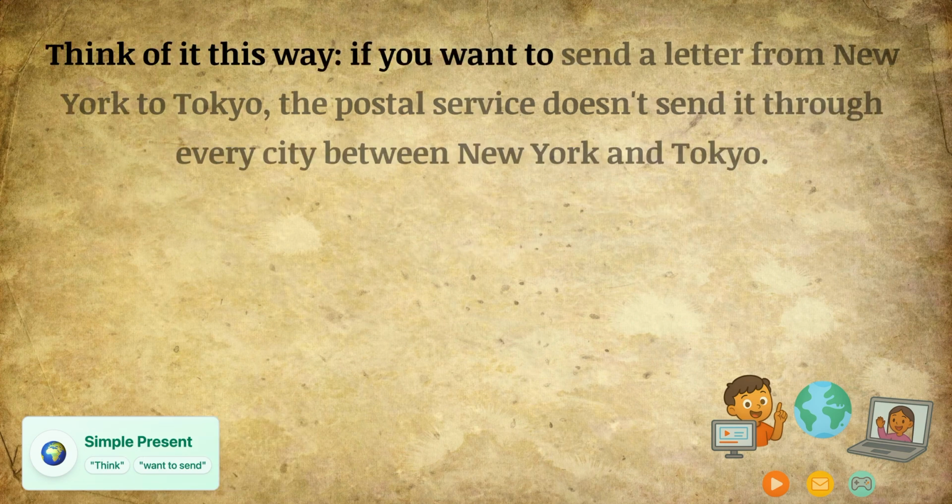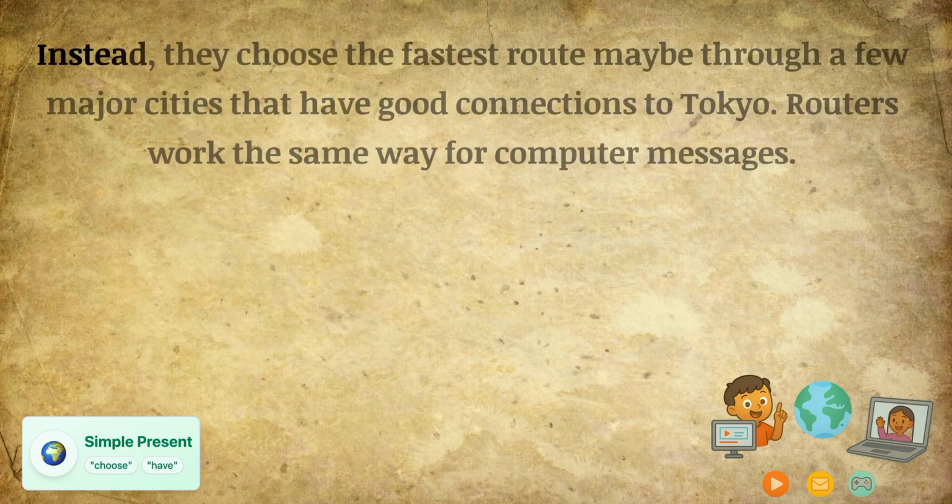Think of it this way. If you want to send a letter from New York to Tokyo, the Postal Service doesn't send it through every city between New York and Tokyo. Instead, they choose the fastest route, maybe through a few major cities that have good connections to Tokyo. Routers work the same way for computer messages.